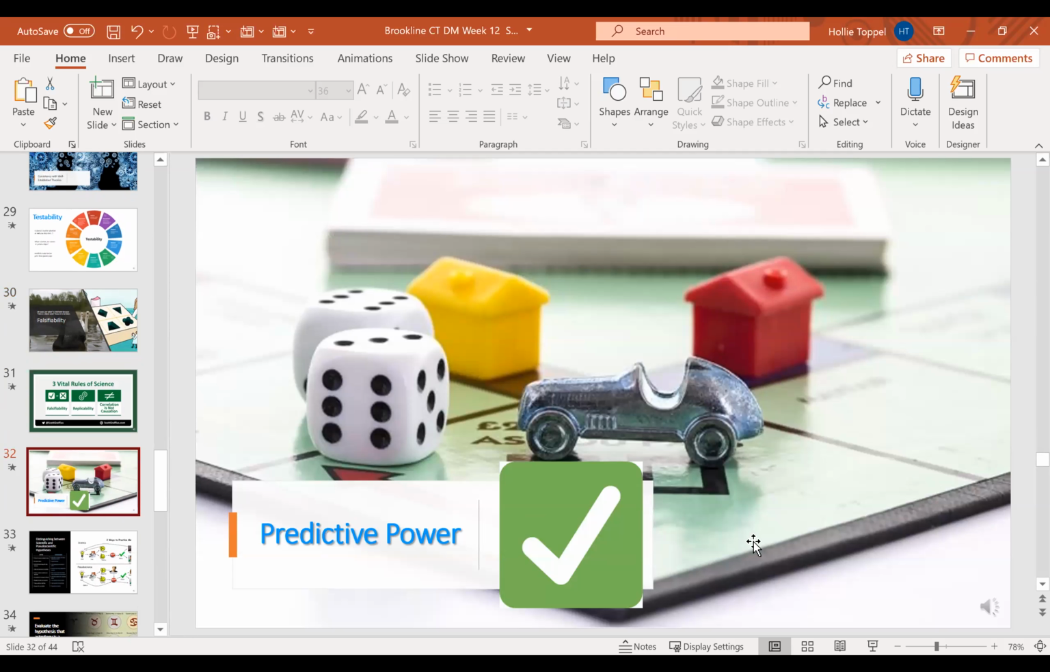Predictive power. Does it have predictive power? If we use this, can it work then? Okay.